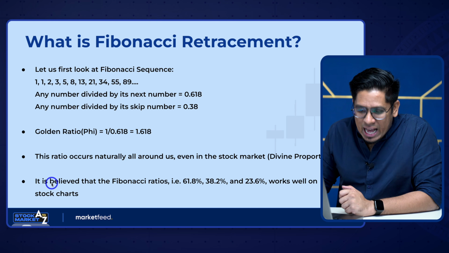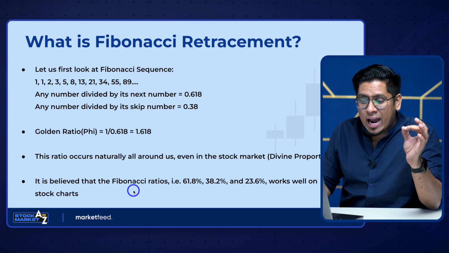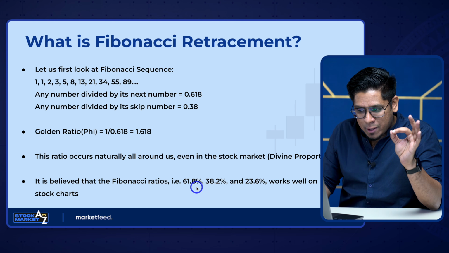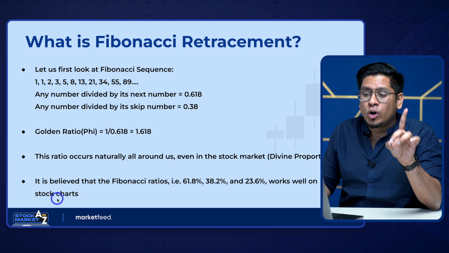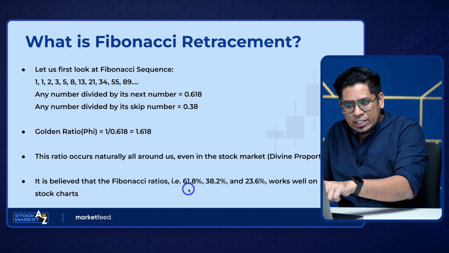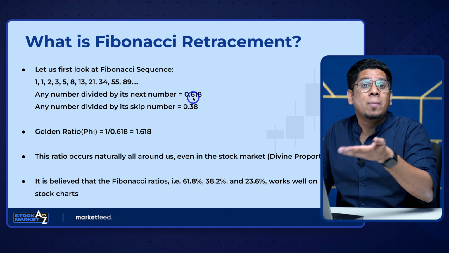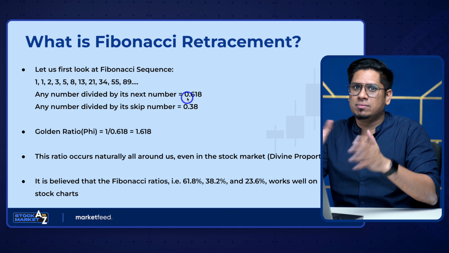And that is what the last line is telling here, which is, it is believed that the Fibonacci ratios, that is 61.8%, 38.2% and 23.6%, work well on stock charts also. Now what is the 61.8%? Basically that is multiplying 0.618 into 100. I hope you get the point.